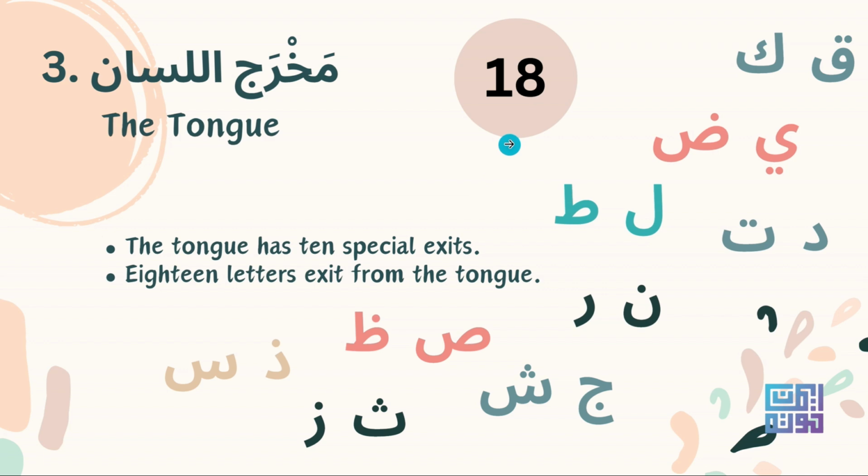18 letters are pronounced from the tongue. So the tongue has 10 special exits. We are going to go through them, inshallah, one by one, with the characteristics of the letters so that we can know exactly how the letters are pronounced. We have 18 letters that exit from the tongue, and these are the letters that are pronounced from the tongue.